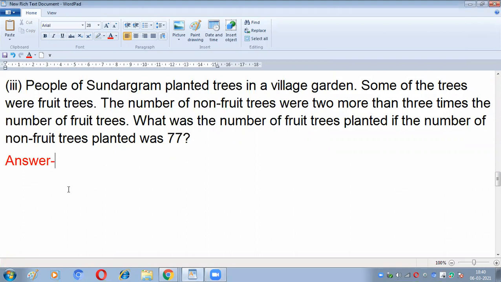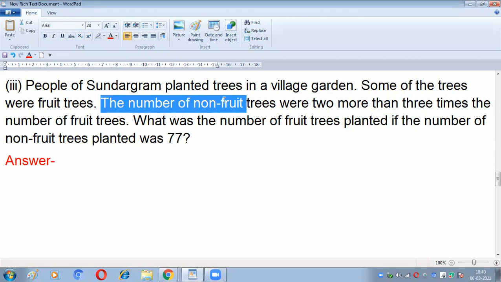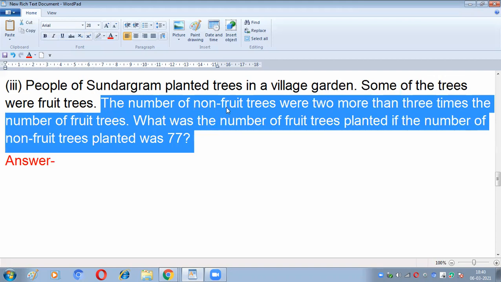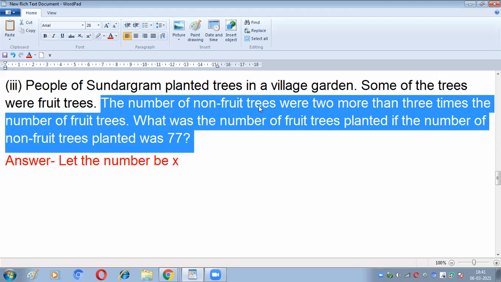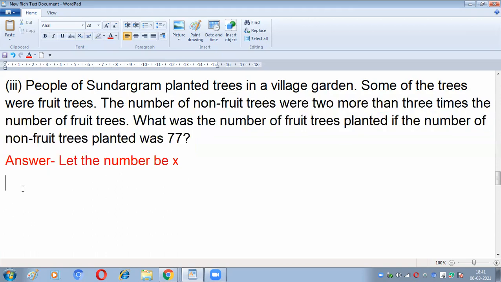Okay. So let's see the main statement for our equation, which starts from here. The number of non-fruit trees were 2 more than 3 times. Just see, 3 times again. That means we have to write, let the number be x. Okay. Let the number be x. So here the number of non-fruit trees were 2 more than 3 times. 3 times means 3x simply.